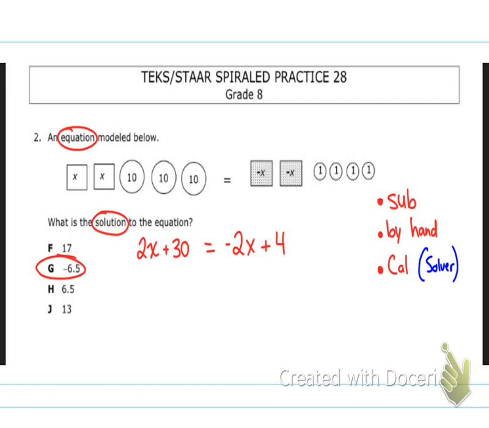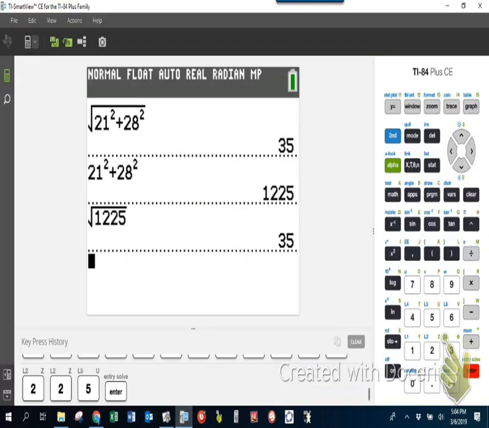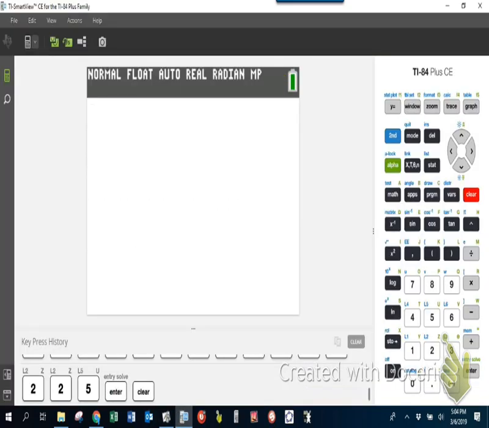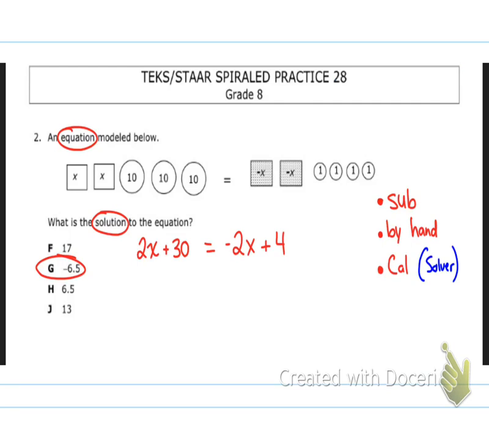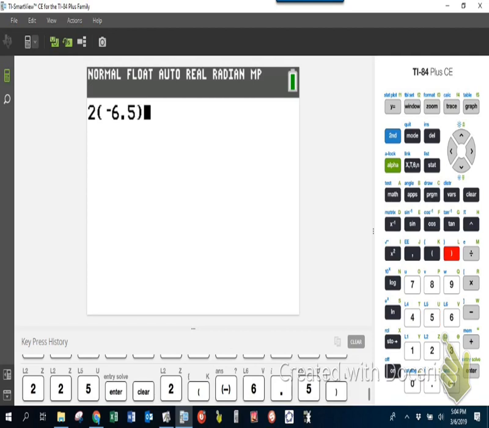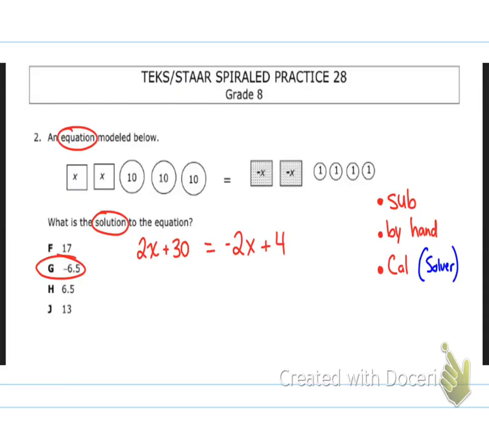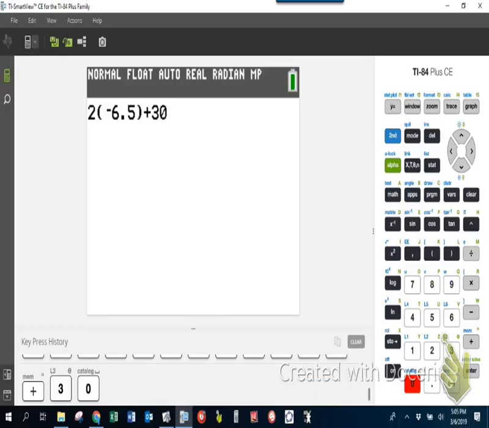But here's the idea. So here's sub. Sub is going to be pretty easy. All I'm doing is I'm just going to sub the answer, and the right answer will be true. So instead of 2x plus 30, I'm going to sub the x. I'm going to do 2, and I believe it was negative 6.5, was it? So 2x plus 30. Let me go check that. Yeah, negative 6.5. And what I end up with here is 17.